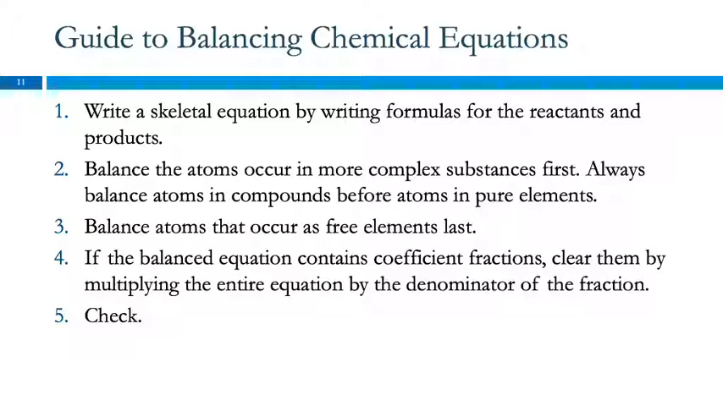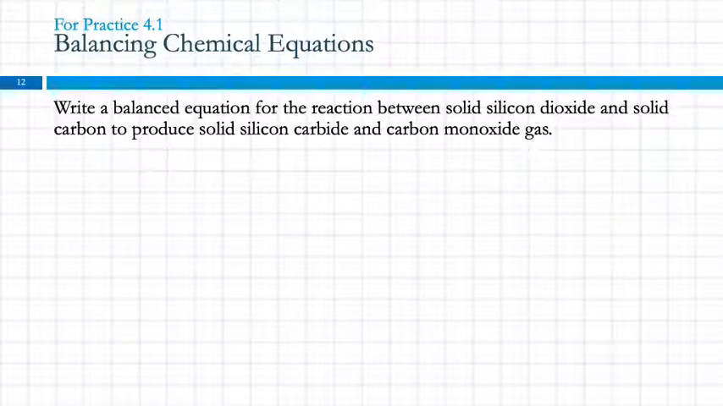If you balance it and you end up with fractional coefficients, we need to clear those out, because a balanced chemical equation has the lowest whole number coefficients. And then always check your work at the end. So we're going to do some examples here. We're going to get a little practice with nomenclature in, so hopefully this will help keep that part of your brain active for the exam.